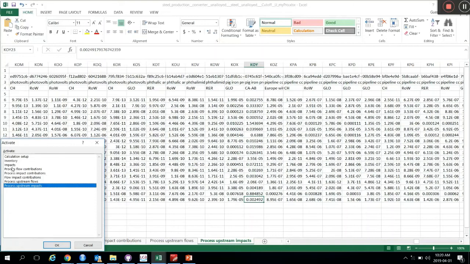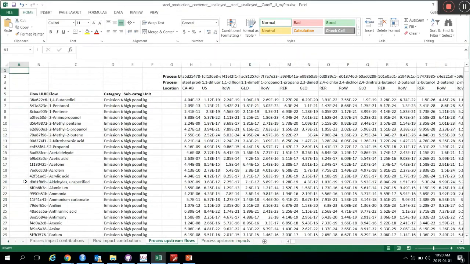So both calculations present the same thing up to here, but now you have a new one, which is called process upstream flows. I already explained it a little bit in the tab, but it's showing the flows by the processes, and again, what each process is responsible for. In other words, it's showing the direct and upstream emissions, elementary flows due to this process in the system.